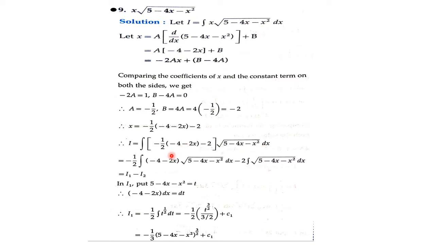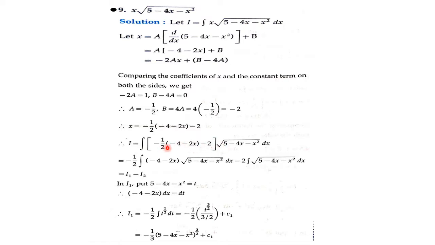Now, again separating the terms, taking minus half here, the term minus 4 minus 2x is one separate term into root of 5 minus 4x minus x square dx, and this is the other separate term, minus 2 into the integration of root of 5 minus 4x minus x square dx. Okay. Now see how we do this separation.